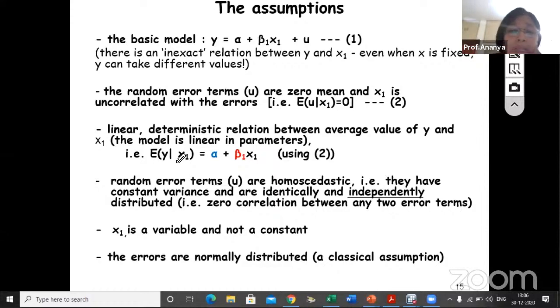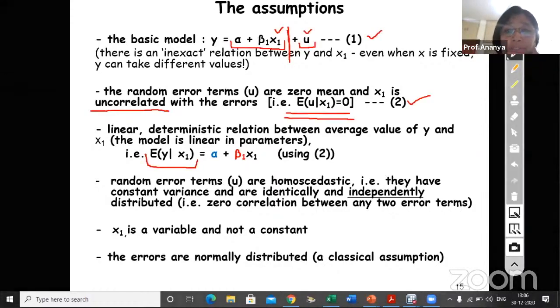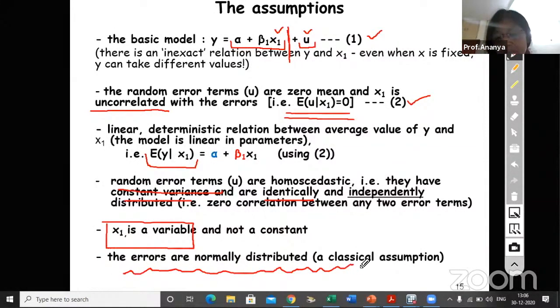So all our assumptions in the OLS model are about these random errors, which, mind you, are unobservable. That is why we have to make so many assumptions about them. We assume that they have constant variance and that they are independently and identically distributed. Alongside, we also assume that x is a variable, it is not a constant, and that the errors are normally distributed. So let me just show it to you in terms of a diagram.